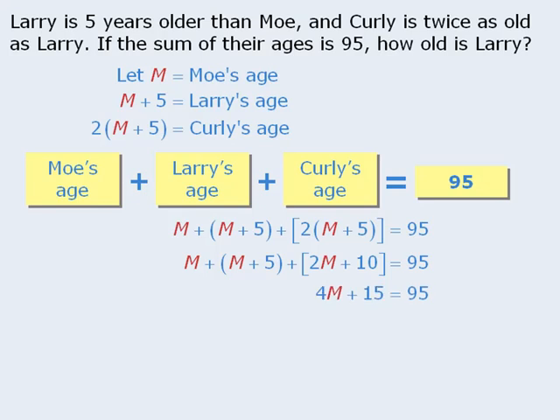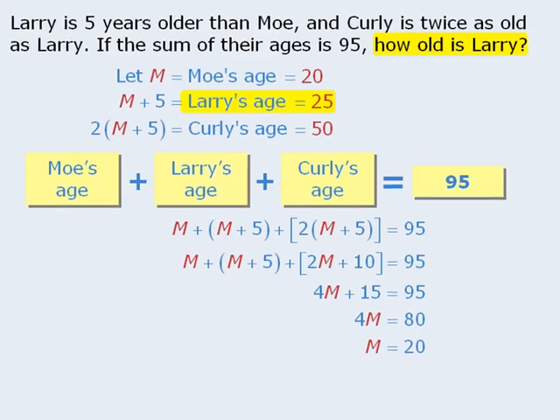We can now solve this equation by first expanding 2(m + 5) in the brackets, then simplifying the left-hand side, then subtracting 15 from both sides, and then dividing both sides by 4 to get m equals 20. Since m represents Moe's age, we know that Moe is 20 years old. Now Larry's age is equal to m + 5, so if m equals 20, then Larry must be 25 years old. And finally, Curly's age is equal to 2(m + 5), so if m equals 20, then Curly must be 50 years old. Now the question asks us to find Larry's age, and we can see here that Larry is 25 years old.